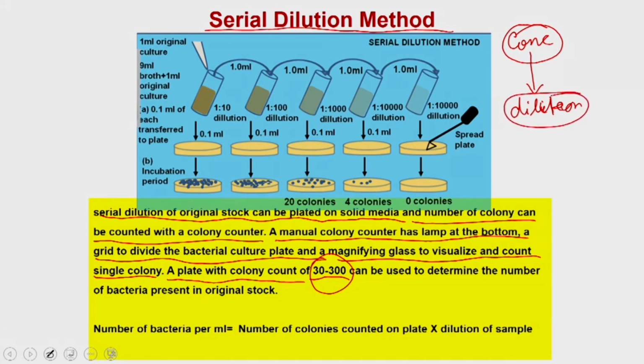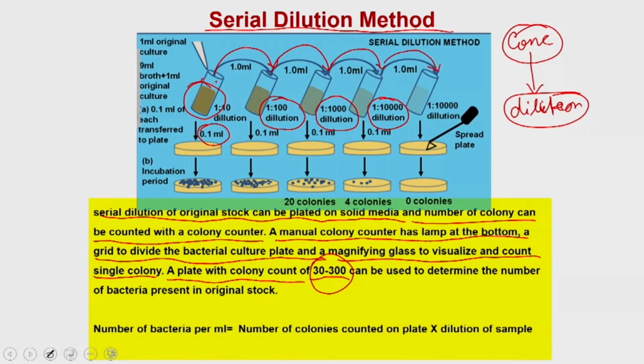In the serial dilution method, first you take the original stock. For example, in this case we have taken 100 microliter and added it to 1 ml. That is a 1:10 dilution. From this, we have taken 1 ml and added it to another 1 ml, and then finally you can take from here and make another dilution that will give you a 1:1000 dilution, and then from here you can make another dilution that will give you 1:10,000 dilutions, and so on.